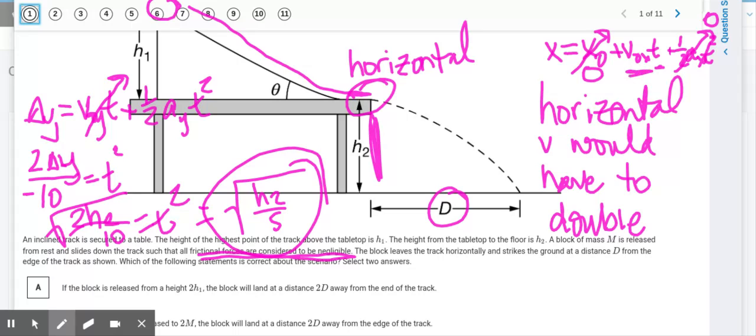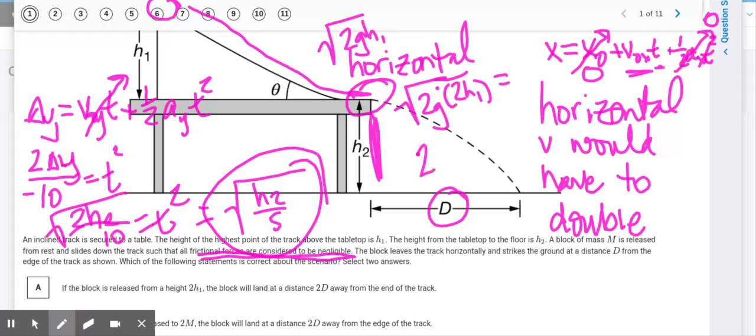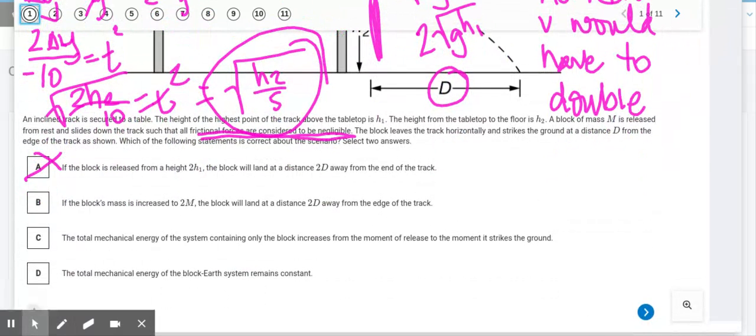It won't. This speed here is equal to the square root of 2gh1. If you double h1, then you would have the square root of 4gh1. The square root of that would be 2 square root of gh1, which is not twice the square root of 2gh1. So this one is no. And then the other one, B, also no. Okay, so C and D better be right.